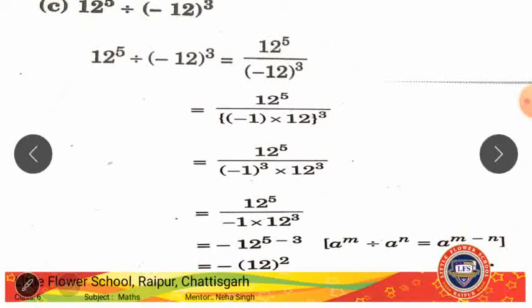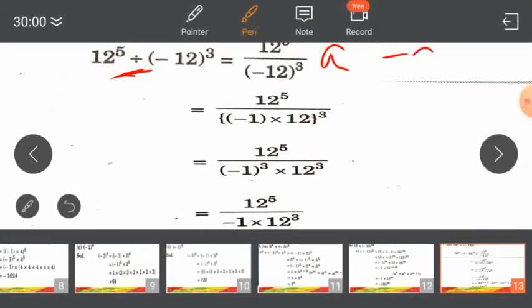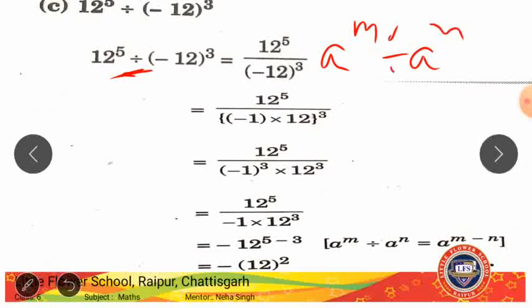Again here which property? Quotient property, the division property, where powers will be subtracted, right? What is it? A power m divided by a power n will give a power m minus n, means the powers will be subtracted in this question. When multiplication was there, the powers were added.